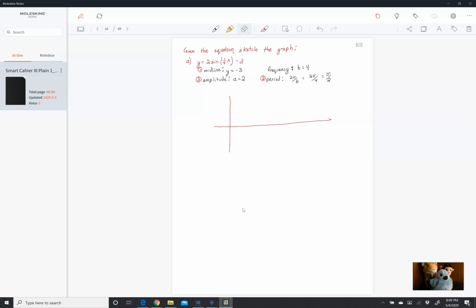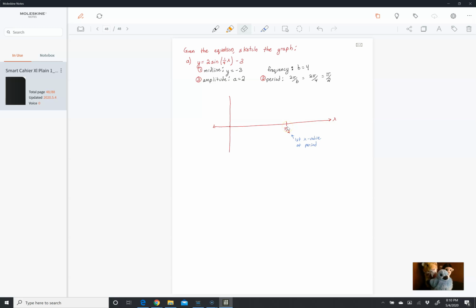We only have to draw in the positives. Okay? And here's what we're going to do. We're going to start at 0, and the next point that we're going to draw is pi over 2. Okay? So this will be the first x value we put in. Okay? And it's at the period length. So our period is pi over 2, so this is going to be pi over 2.